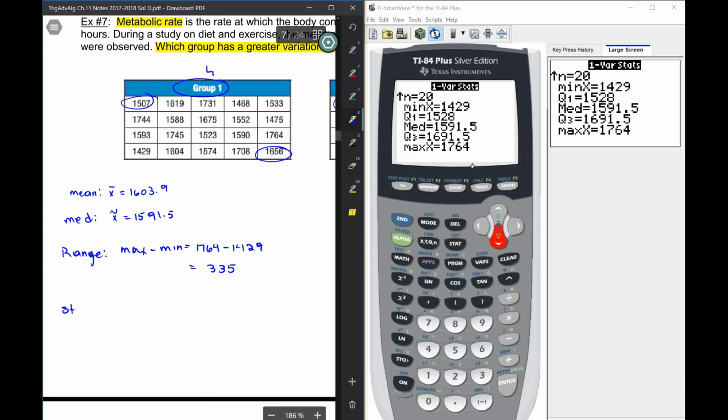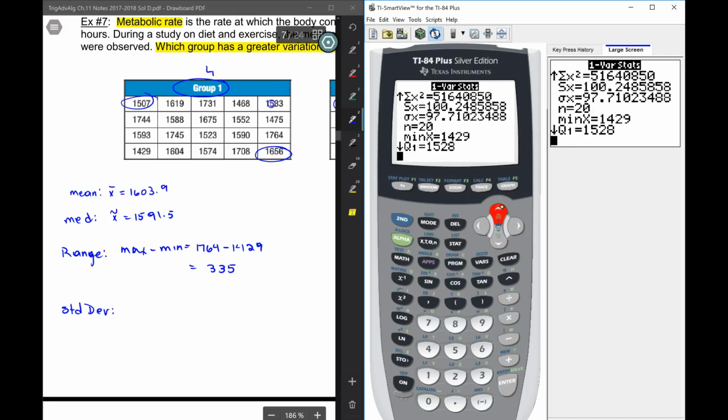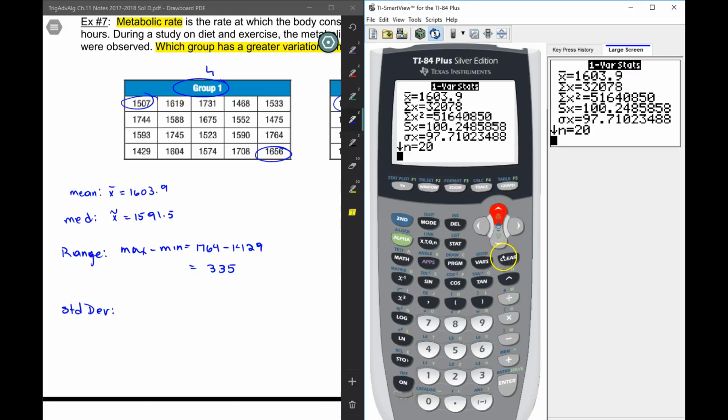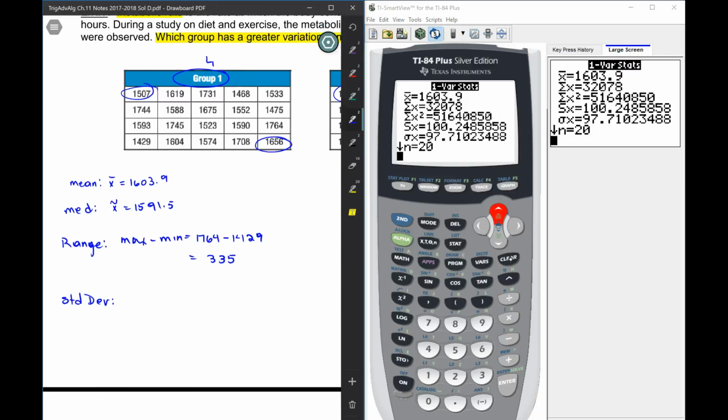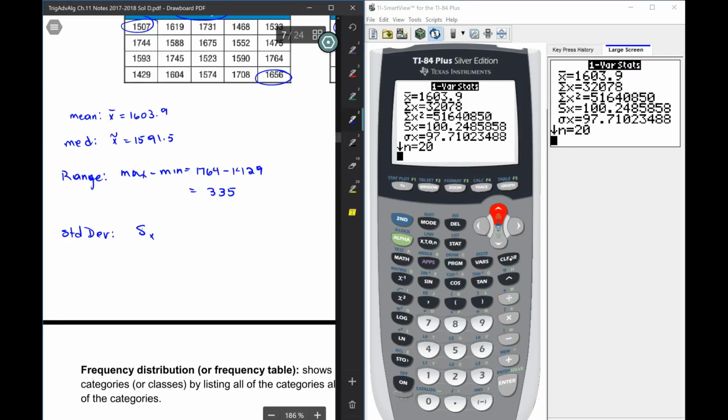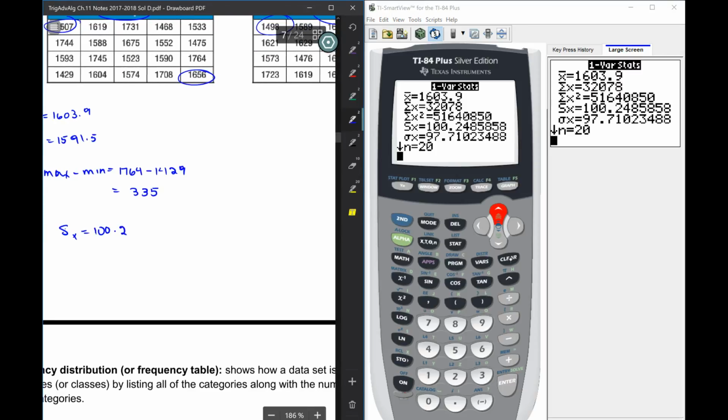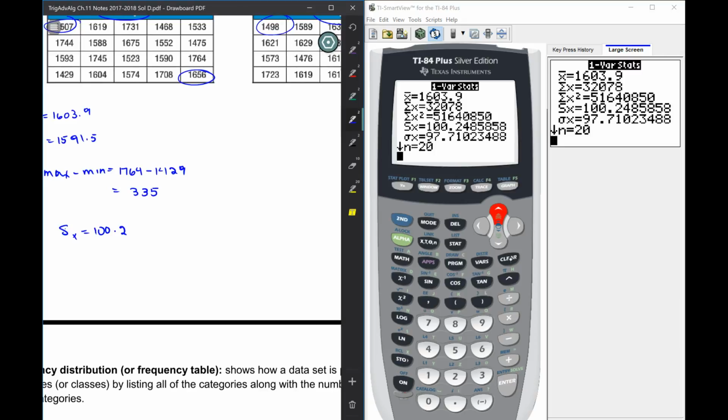What we also want is standard deviation. Standard deviation was way up here. We have capital SX and we have sigma. We're going to do the capital S only because this is of the entire population. Sigma is not of all of them. We'll talk about that later. So the standard deviation, SX, is 100.2. Perfect. All this for list one. We're ready to move on?